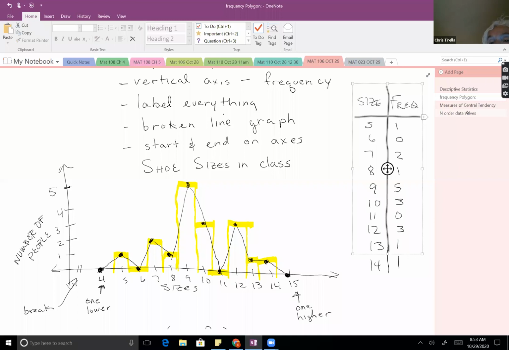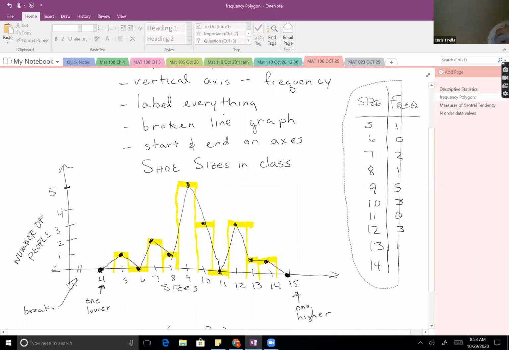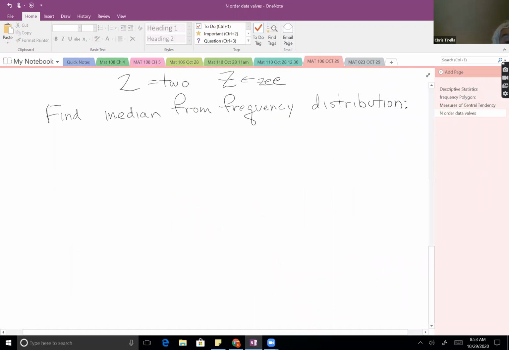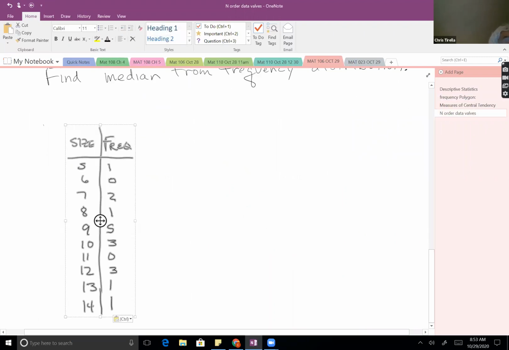Oh, that's no good. I missed the 14. We don't want to do that. Leave anybody out. That's better. And so when I look at the median from a frequency distribution, I first want to find the total frequency.